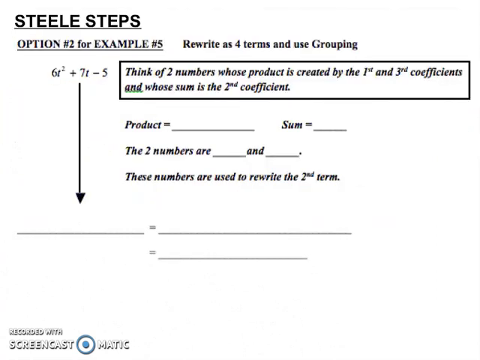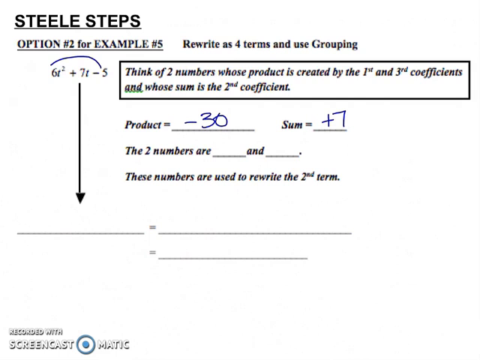All right, now we're going to go back and look at example number 5 again. Same example that we did by guess and check, but now we're going to do the method that I call the Steele steps, okay? So the first step when you do the Steele steps is you're going to multiply your A times your C. So you're going to take 6 times negative 5, that product is negative 30, and the sum in the middle is positive 7.